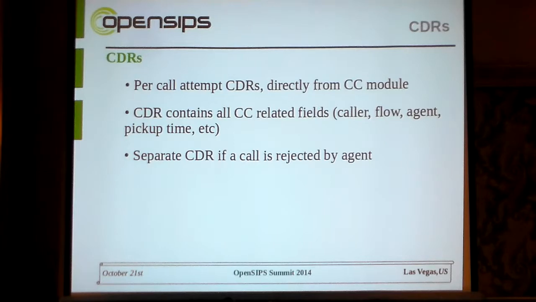So just to understand correctly, it's not like trying to find a free agent, because the system keeps the state of the agents internally. But sometimes it may happen that even if the agent is free, it doesn't pick up the phone for whatever reasons. It may happen. So the system, let's say, is able to cope with such situations.